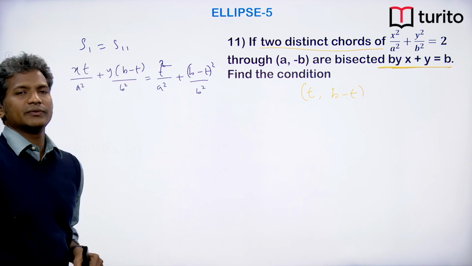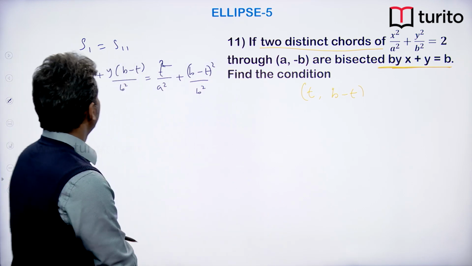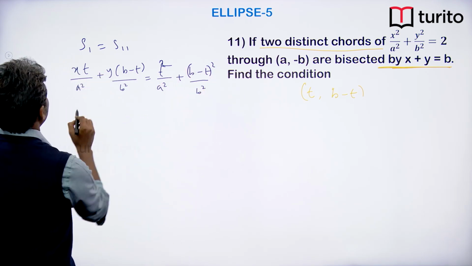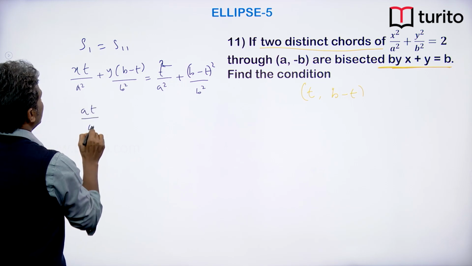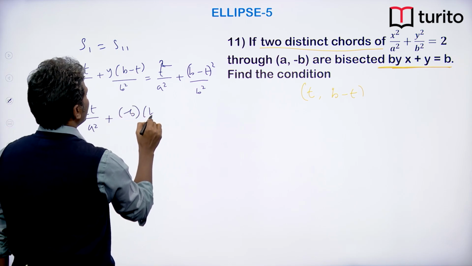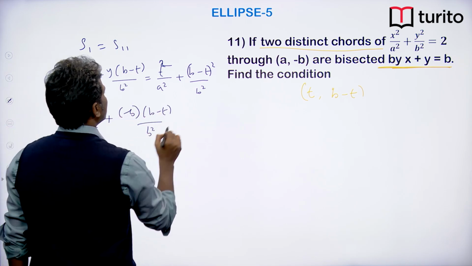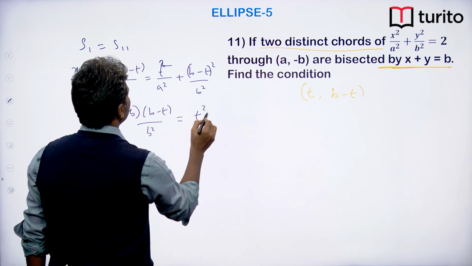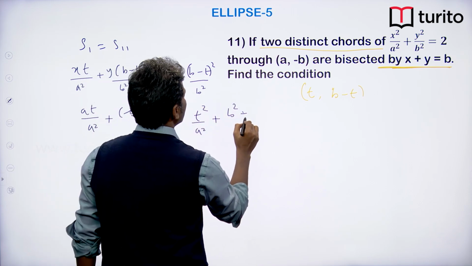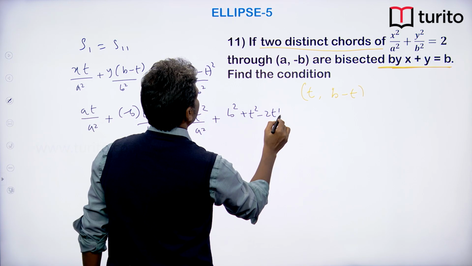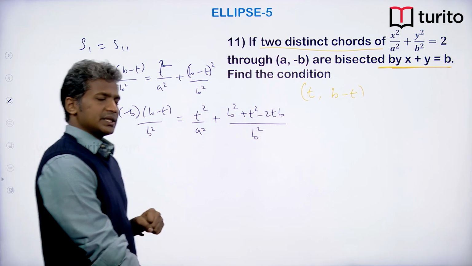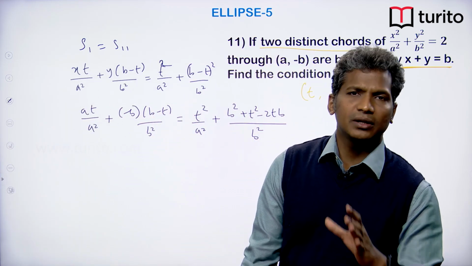So, S1 equal to S11, we already cancelled minus 1 there. Now, this has to pass through that point a comma minus b. So, let me just put that. At by a square plus minus b into b minus t by b square must be equal to t square by a square plus, if I open this, b square plus t square minus 2tb divided by b square. Now, if I simplify this, I will get one quadratic equation in terms of t.